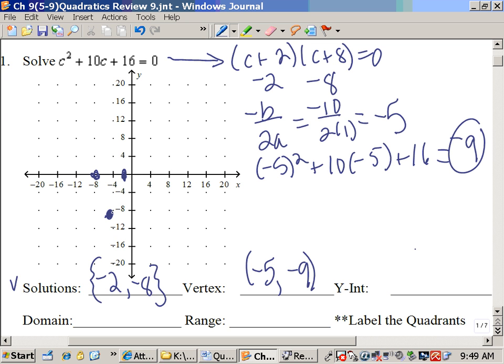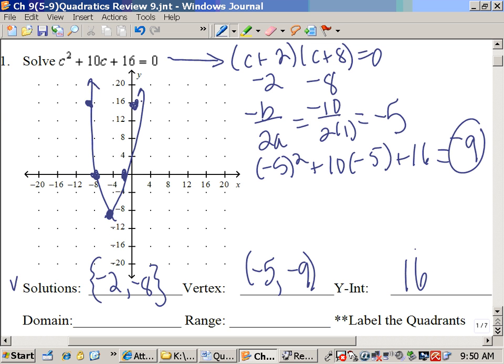Okay, what's the y-intercept? 16. So I go up to 16 and put a dot. I can measure across from the 16. I can count. I've got a half a space. Looks like about right here. And connect your dots.